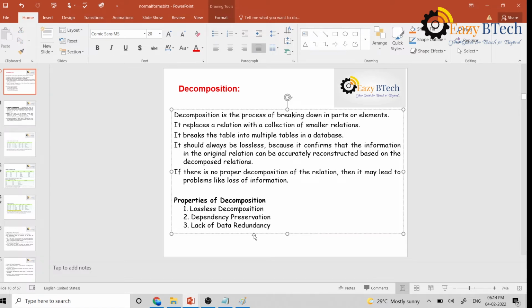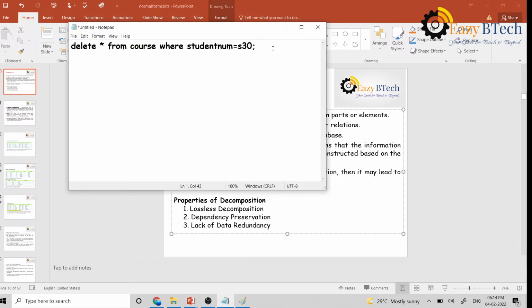They give options like lossless decomposition, dependency preservation, lack of dependency, then lossy decomposition. Otherwise they give statements asking which satisfy the decomposition. They give three statements: lossless decomposition, lossy decomposition, like that. Which one is correct for data decomposition? They give statement 1: lossless decomposition.